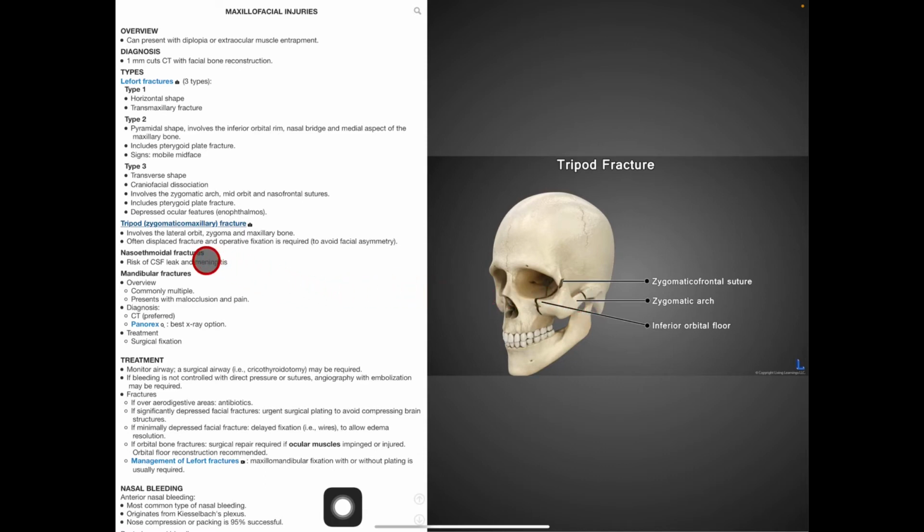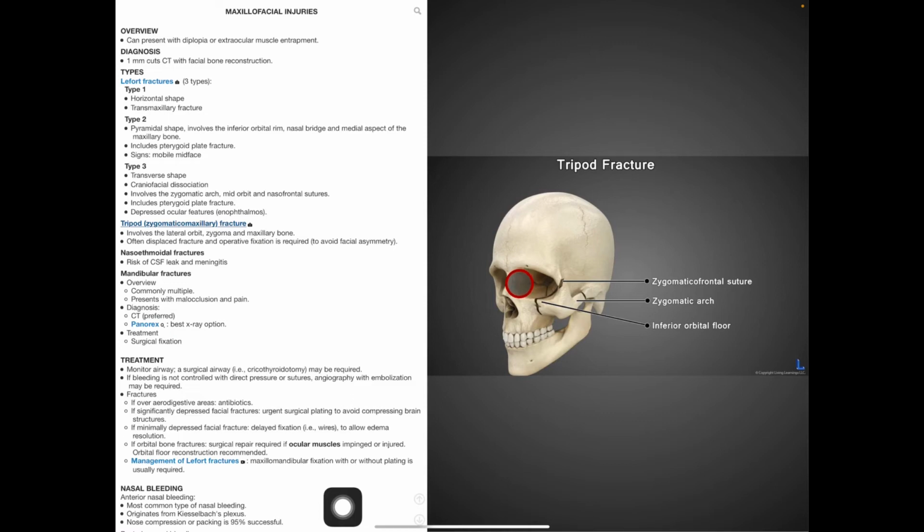Next, let's talk about nasoethmoidal fractures, and a common finding in these is CSF leak and meningitis. So the ethmoid bone, situated about right here, contains the cribriform plate. The cribriform plate is this delicate bone that can be easily fractured.